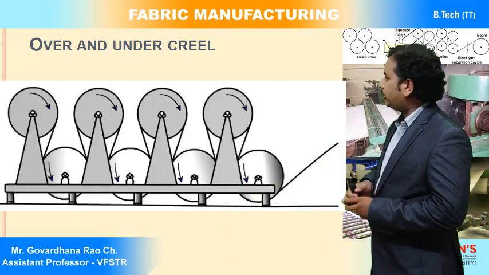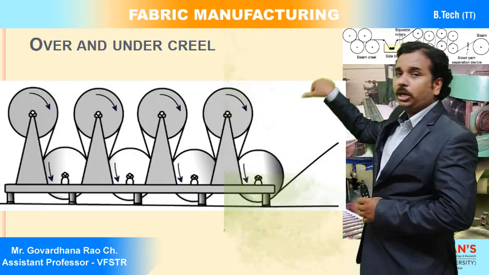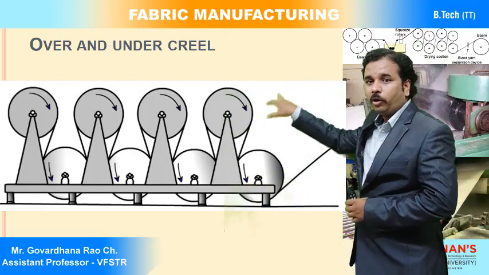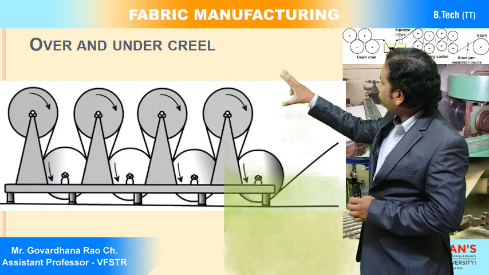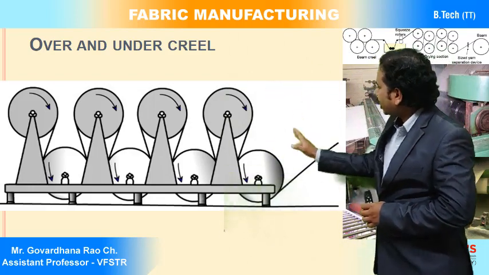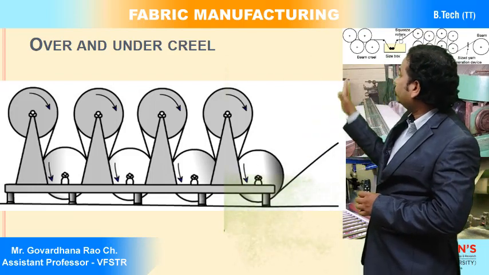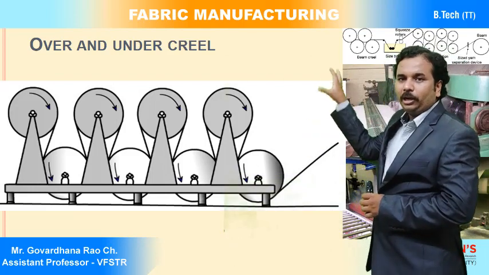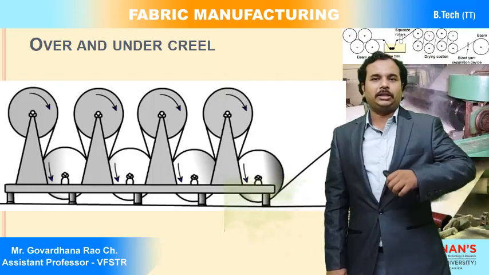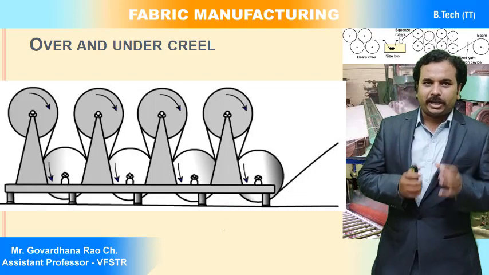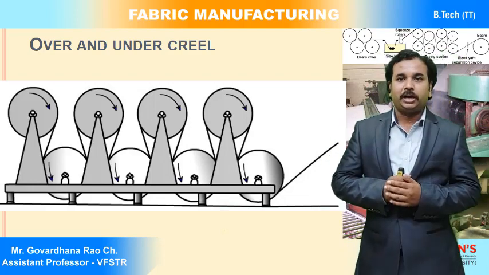Now you can observe that the last beam's warp ends pass from above the second beam, and both together, the first beam and the second beam warp sheets, are passed above the third one. Then the three together are passed above the fourth one, like that. So, for example, you can observe this image specifically here.